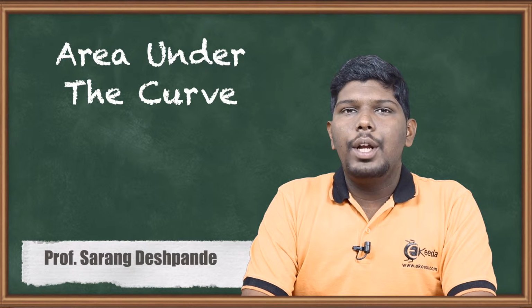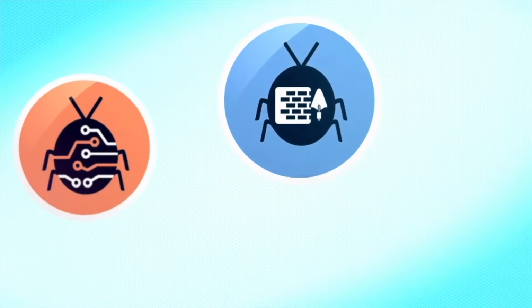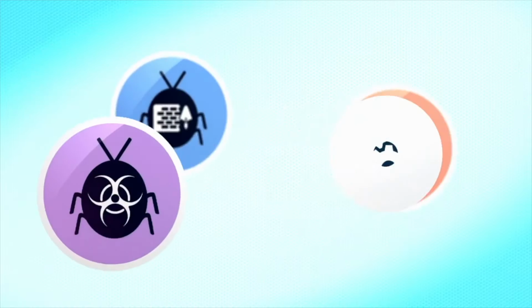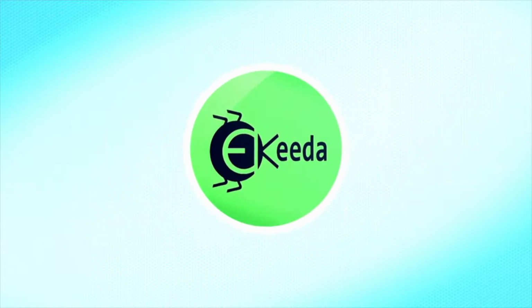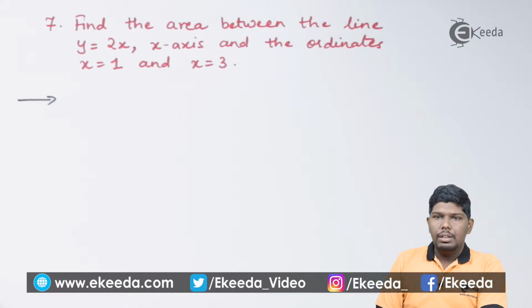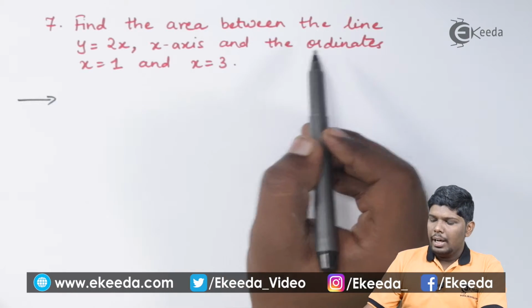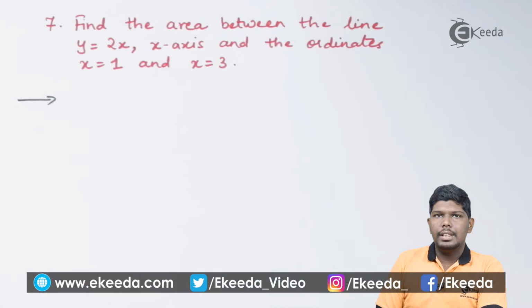Hello friends, in this video we are going to see one more problem which is based on area under the curve. Let us start with problem number 7. Find the area between the line y is equal to 2x, x-axis, and the ordinates x is equal to 1 and x is equal to 3.